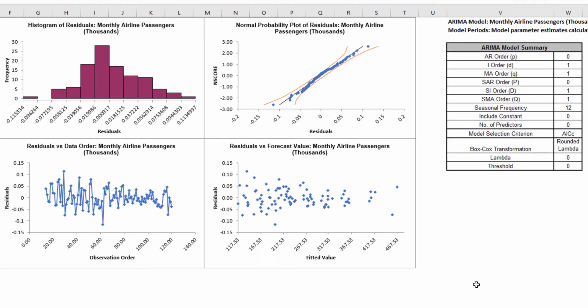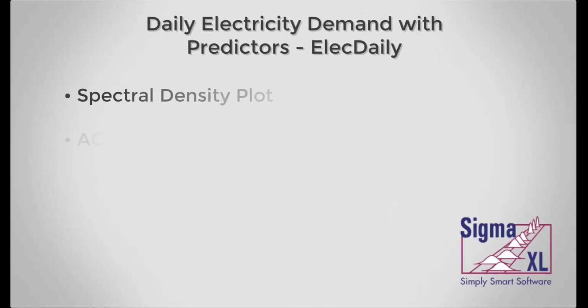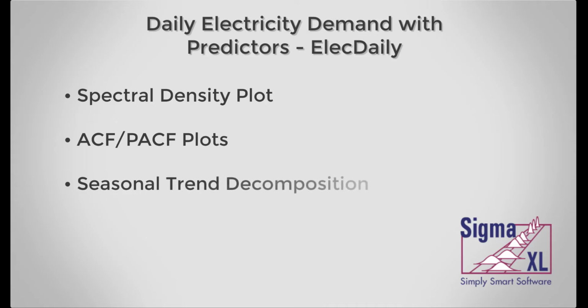The ARIMA forecast for airline passenger data gives approximately the same results as the exponential smoothing results demonstrated at the end of part 3 in this video series. In conclusion, time series forecasting can use either exponential smoothing or ARIMA. Now we'll introduce a new data set to be used in ARIMA with predictors, and we will first analyze it graphically.